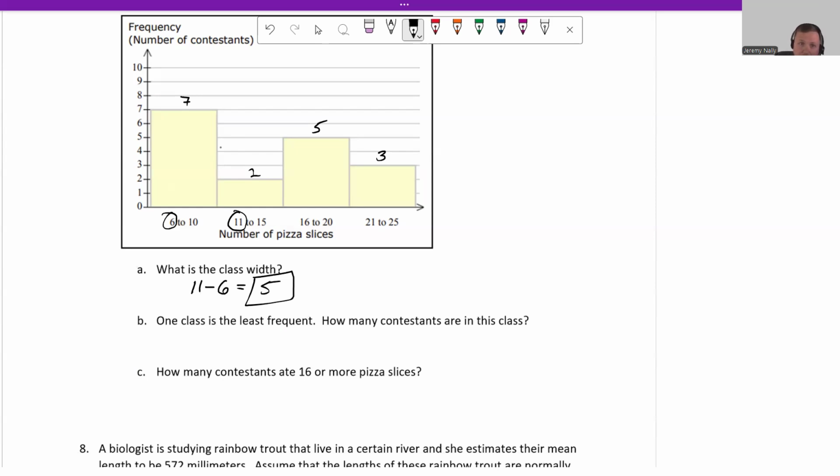Sometimes it's easier to look at the upper boundary. So, 10 to 15 to 20. So it's counting up by fives.